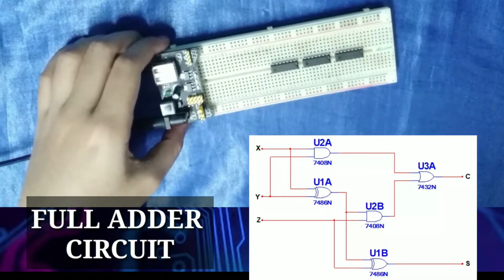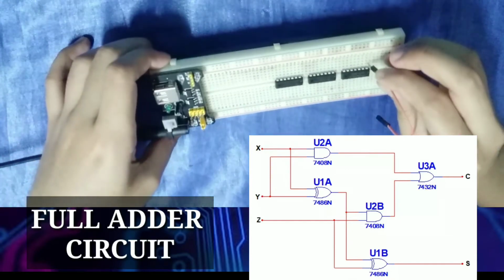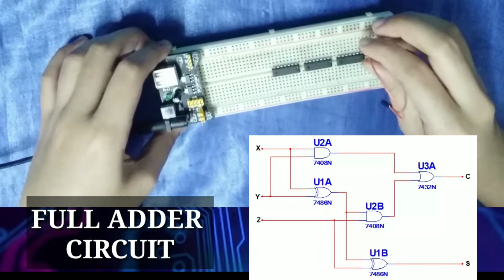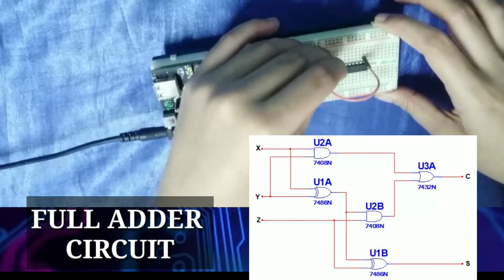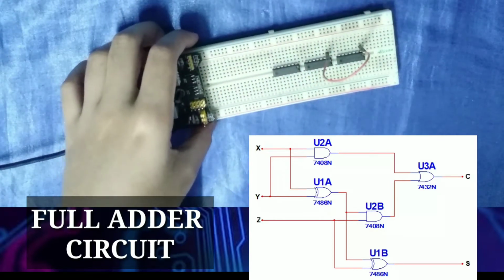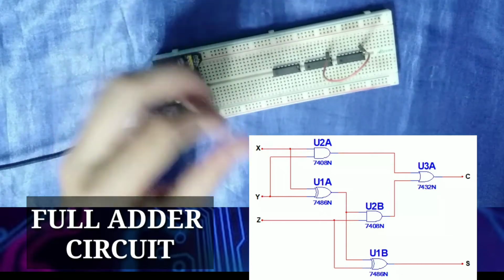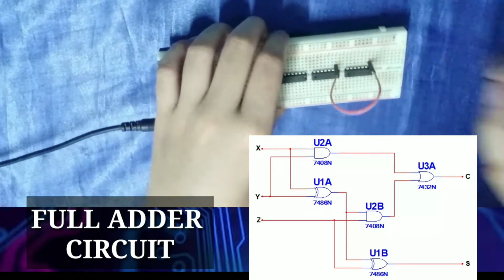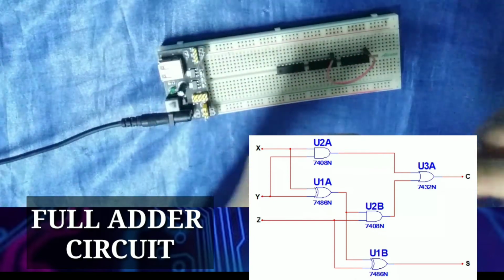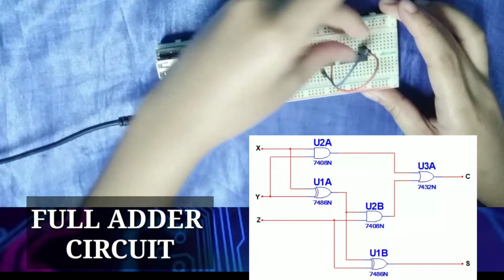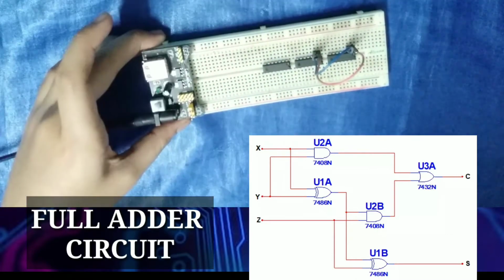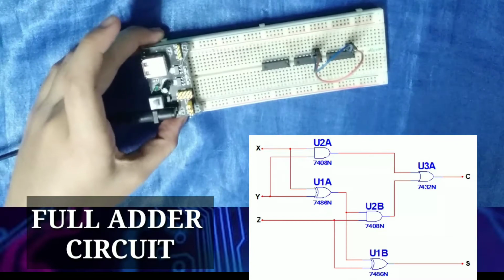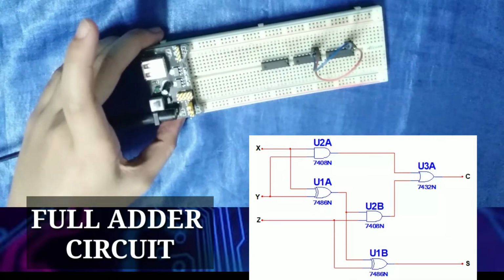Now, for the first connection, as you can see on the diagram, the first pin of the 7486 IC is connected to the first pin of our 7408. Also, the second pin of the 7486 is connected to the second pin of the 7408. Let's change the color of the wire so we will not be confused with the connection. And from this connection, we will be connecting our X and Y inputs.